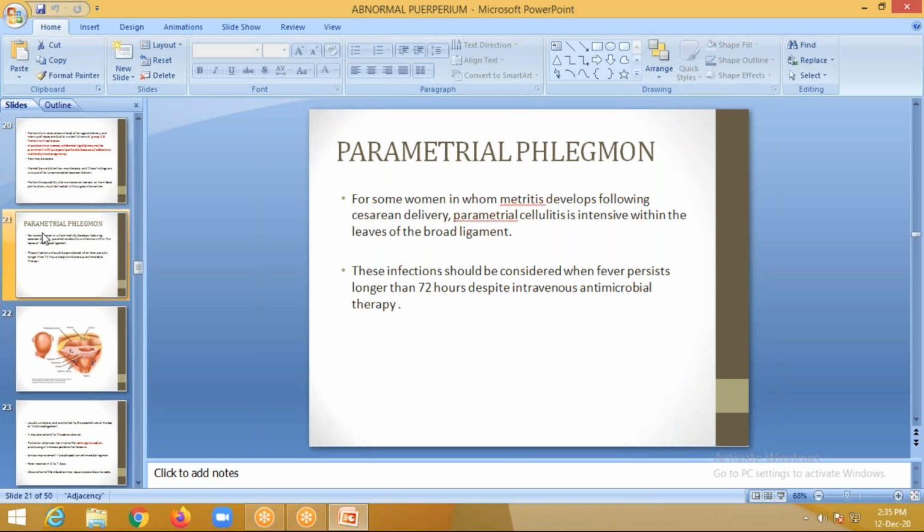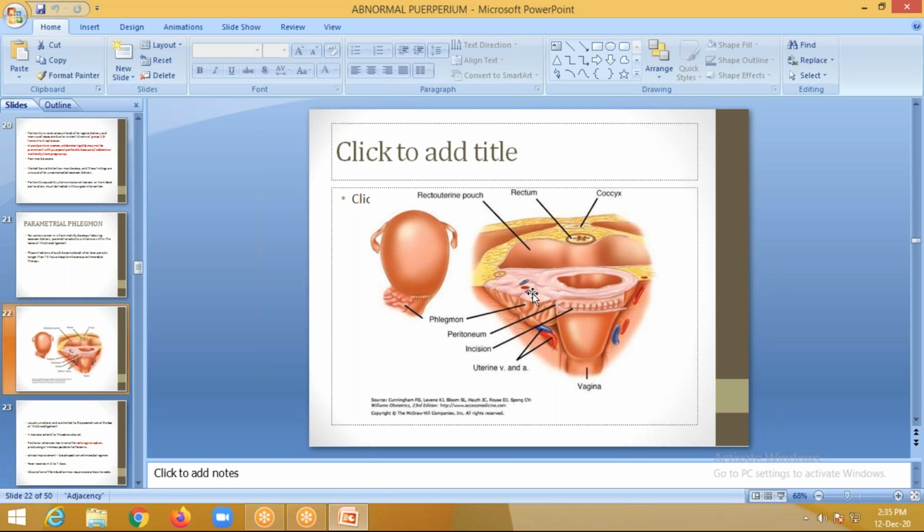Coming to another infection, for some women in whom metritis develops following cesarean delivery, parametrial cellulitis is intensive within the leaves of the broad ligament. These infections should be considered when fever persists longer than 72 hours. Intravenous antimicrobial therapy should be started.